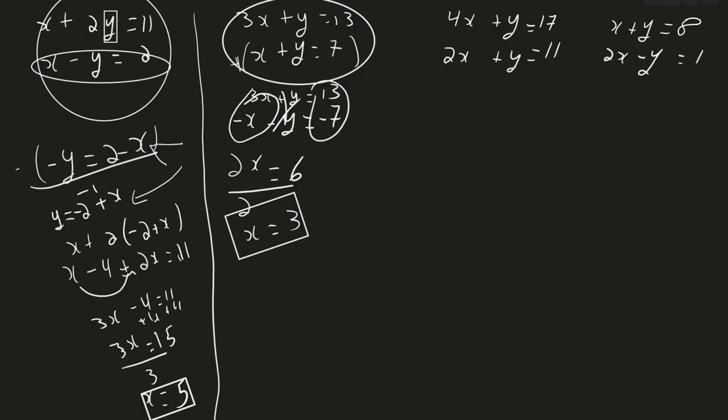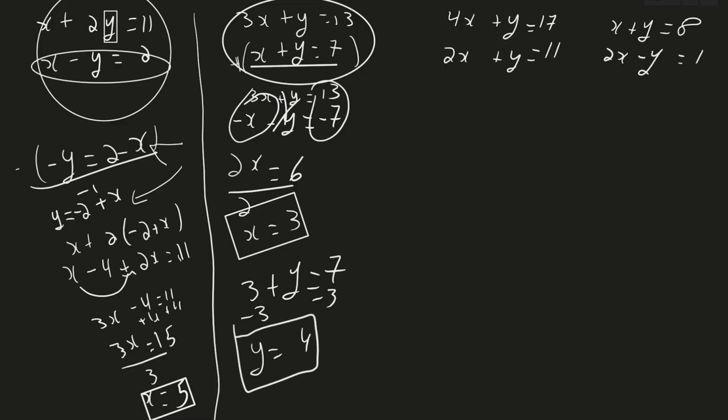So now to find the y, we can just plug in the x in any of these equations. Let's pick the simpler one. Let's just pick this one, right? So let's plug in 3 plus y equals 7, and we just subtract 3, which is gonna leave us with y equals 4. And don't forget, guys, if you're not sure if your answer is right, you can always plug them in. Just plug your x, plug your y, and see if it gets you the answer.